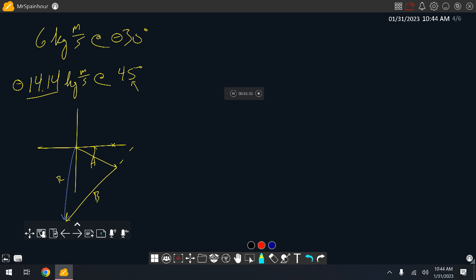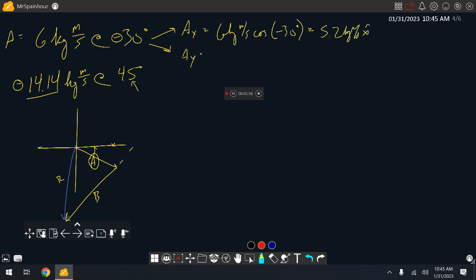All right, so what you want to do is take each vector and split it up into its x and y components. We'll call this vector A, because I already got it labeled there. So Ax is simply going to be 6 kilograms meters per second cosine of negative 30 degrees, and that should spit out about positive 5.2 kilograms meters per second x hat. And then the y component is the same thing again, kilograms meters per second sine of negative 30 degrees, and that should be negative 3 kilograms meters per second.